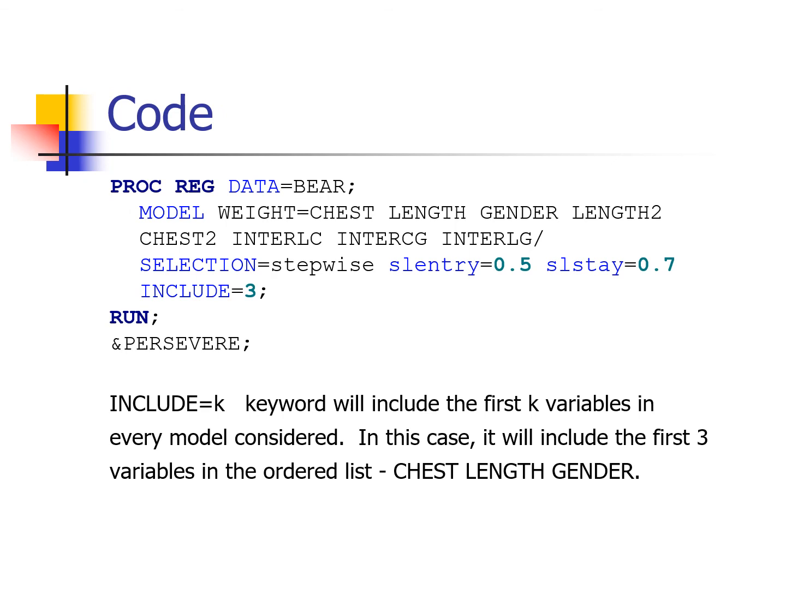So here, the include option actually takes a number. And what that number is saying is include the first 3 variables. So that means the order I write my variables in the model statement matters. It's saying take a look at all the variables on the right-hand side of your equation and keep the first 3 in your model no matter what.